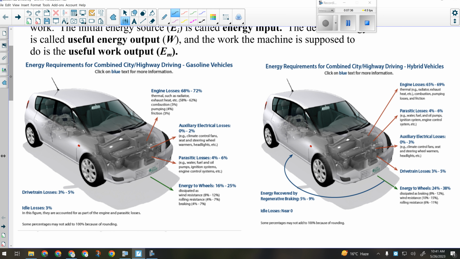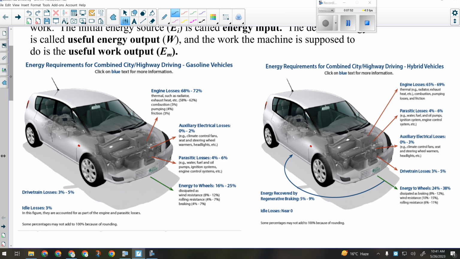Is that pretty inefficient? And the bigger your car, the less efficient it's going to be. The bigger the motor, the less efficient your car is going to be. All right. Drivetrain losses are over here, 3 to 5%.